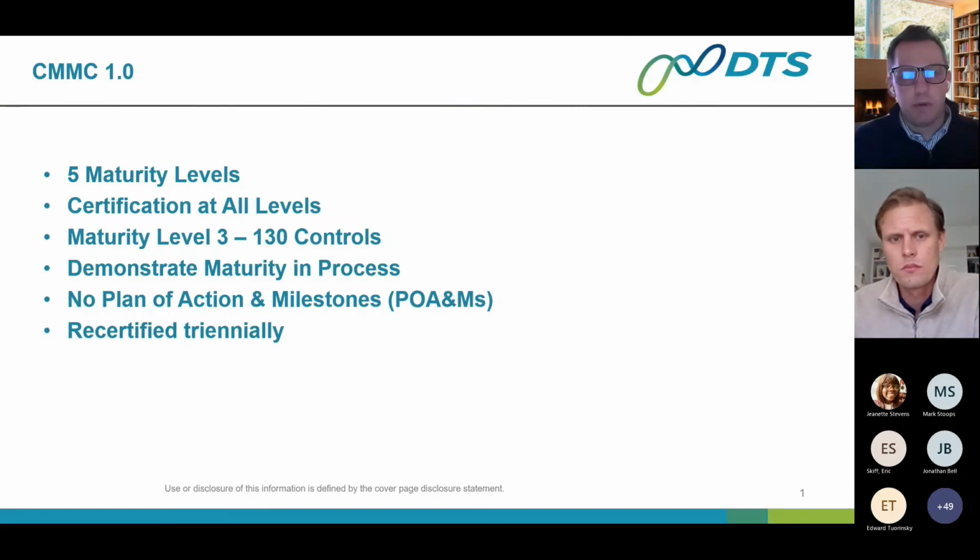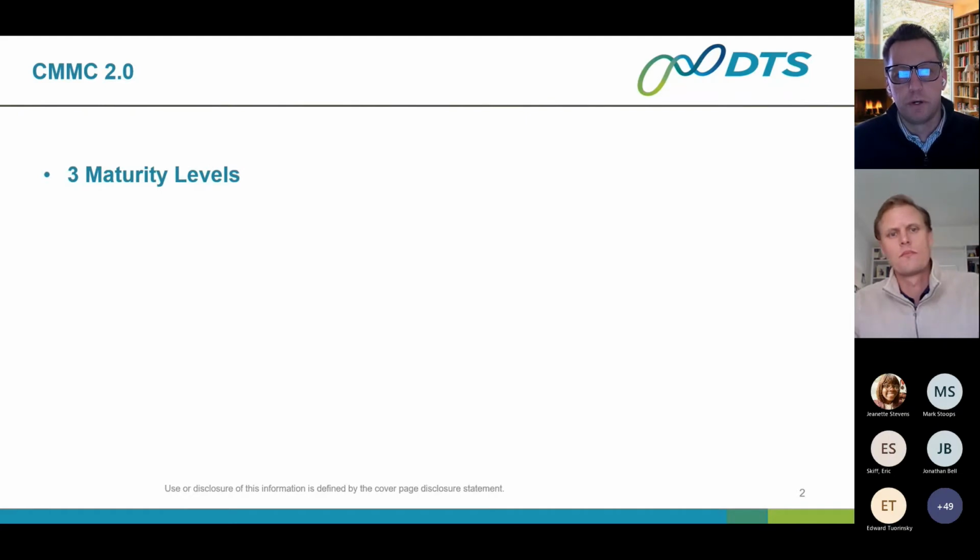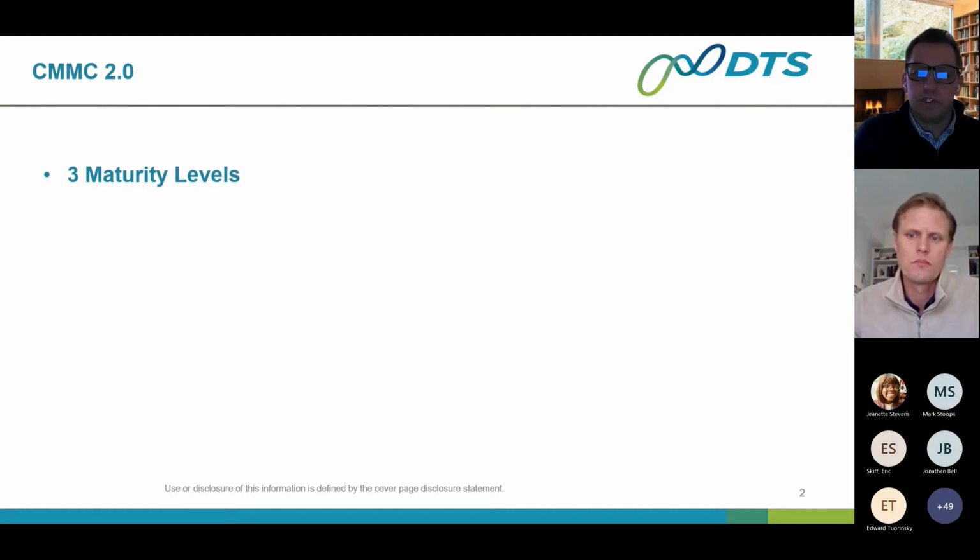Now, next with CMMC 2.0, DoD made some fairly significant changes because a lot of the feedback they received in the public comment period was based around the fact that this was very challenging for small and medium businesses to implement, as well as very costly. So DoD, first, changed the model to 3 maturity levels. They removed maturity levels 2 and 4, and they changed maturity level 3 to maturity level 2, and then they changed maturity level 5 to maturity level 3.